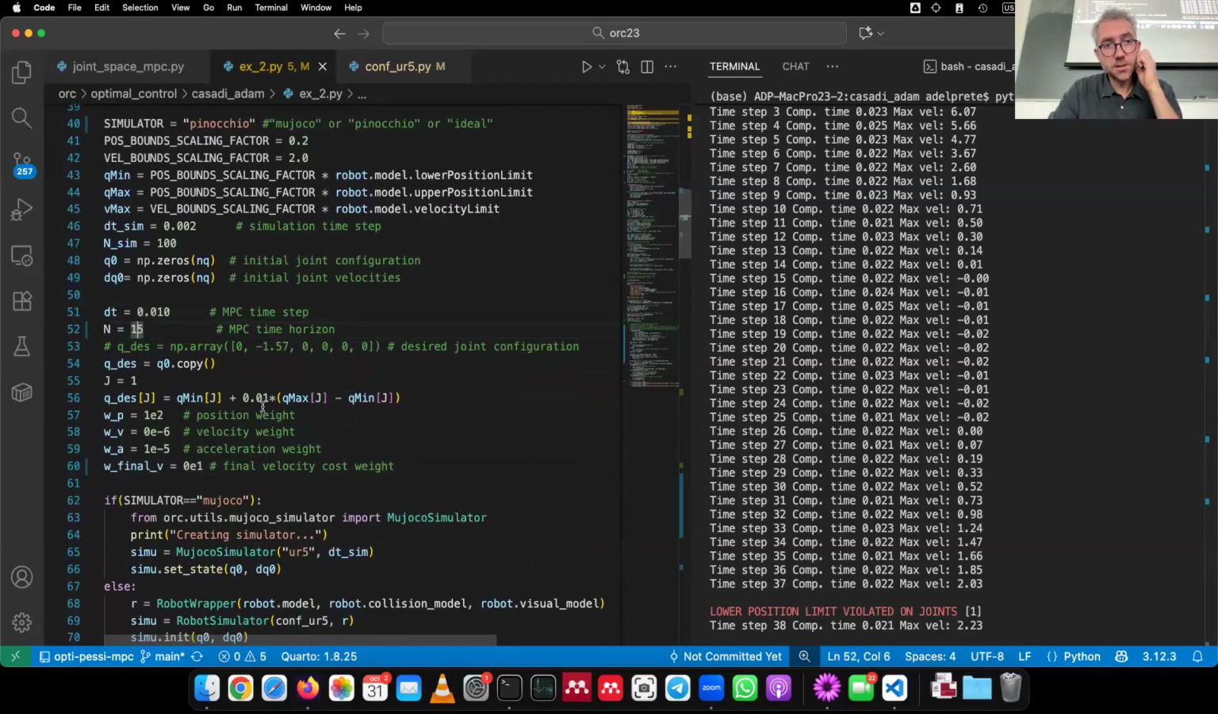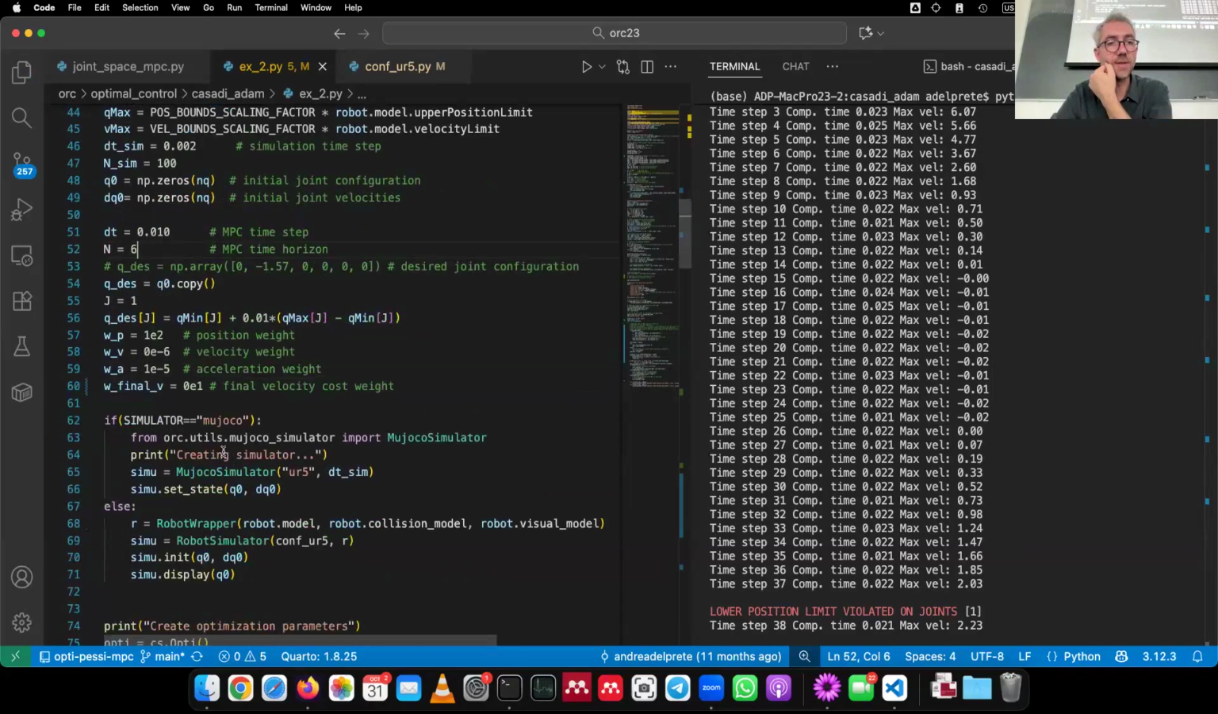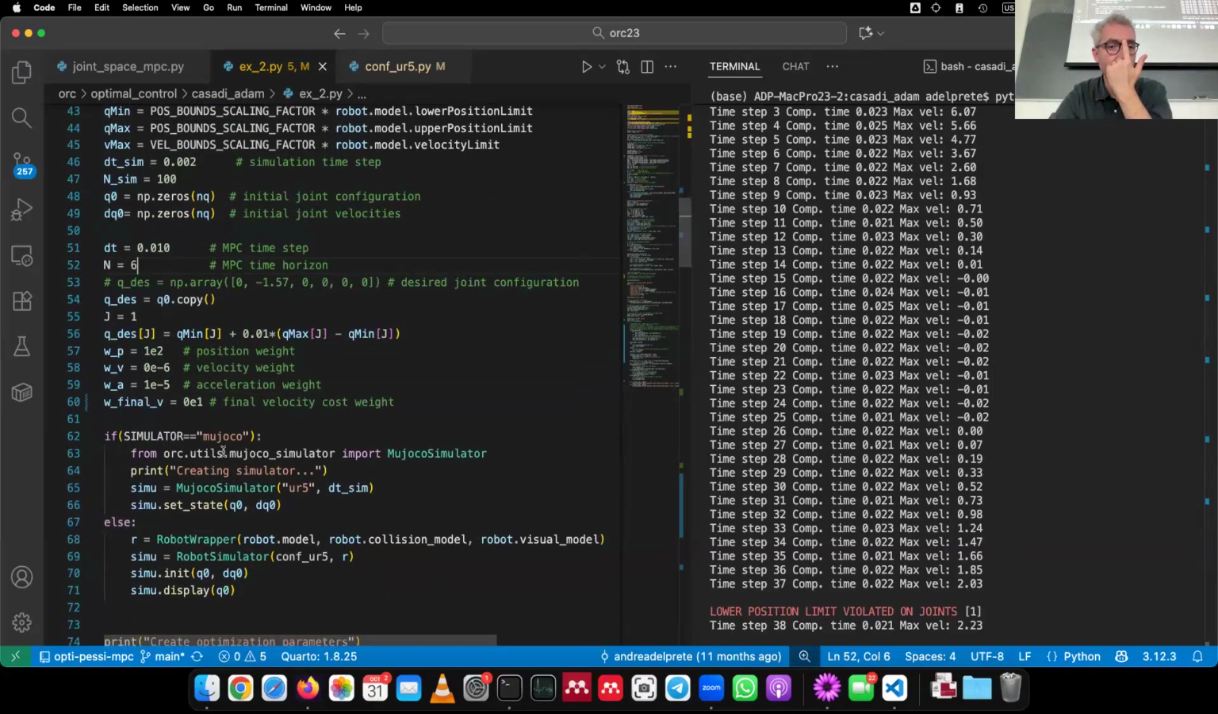So yeah, the horizon was one option. Let's see if we can find some other options. So let's go back to the horizon of 6. So now we don't have terminal cost, we don't have terminal constraint. Just based on your intuition, what could we do that makes the controller work better?